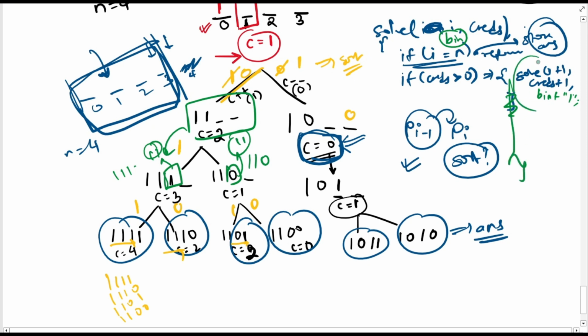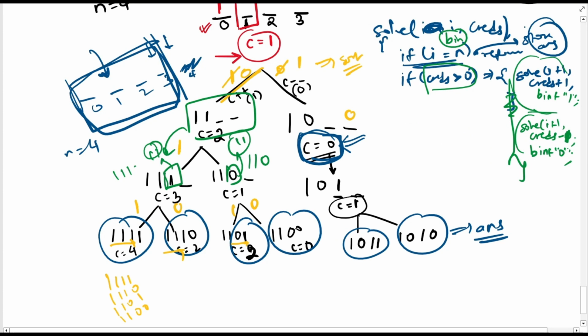So this is the one combination, but because I have a positive credits, I can also put a 0. So I will also have this call i plus 1, but because I have taken 0, I have to do credits minus 1, and binary plus 0. That is correct.